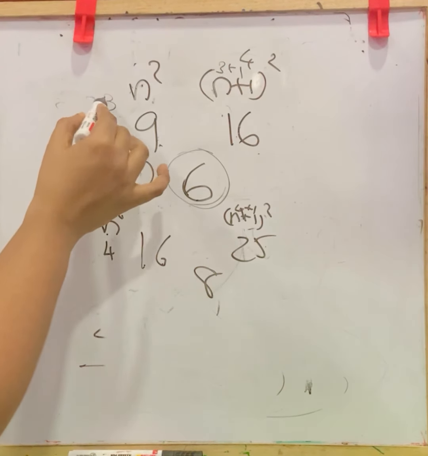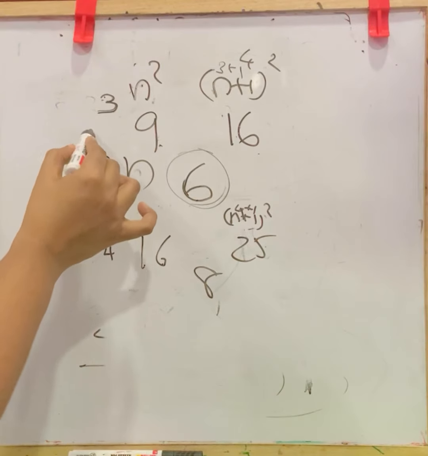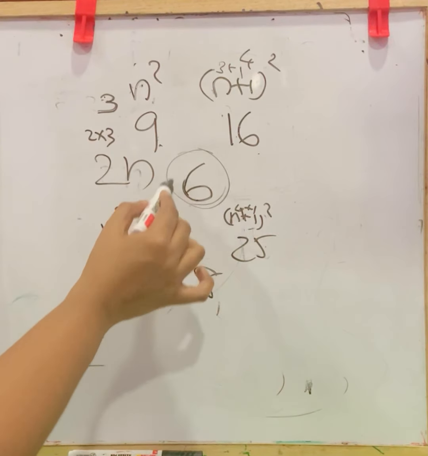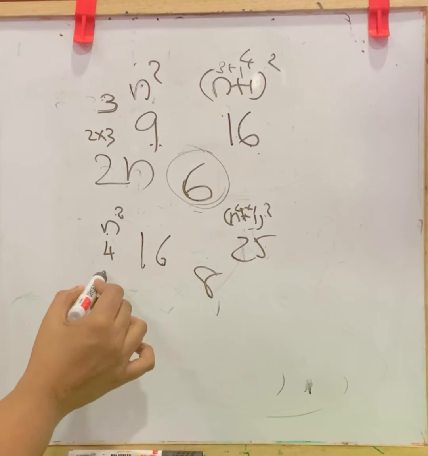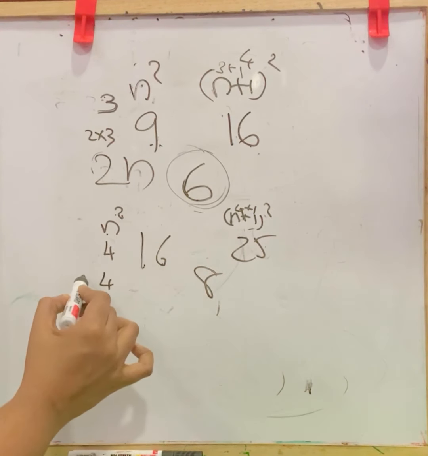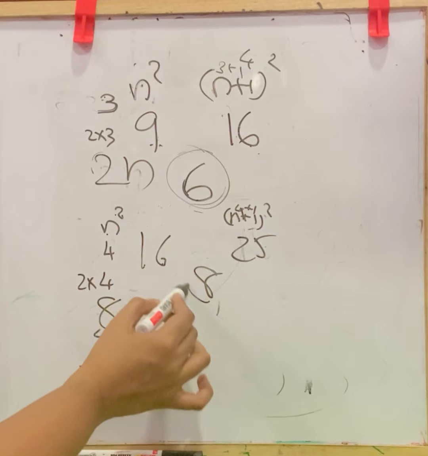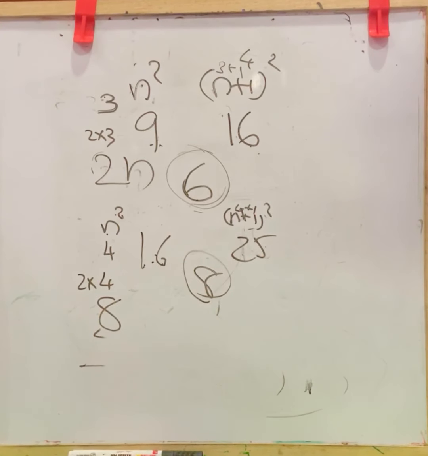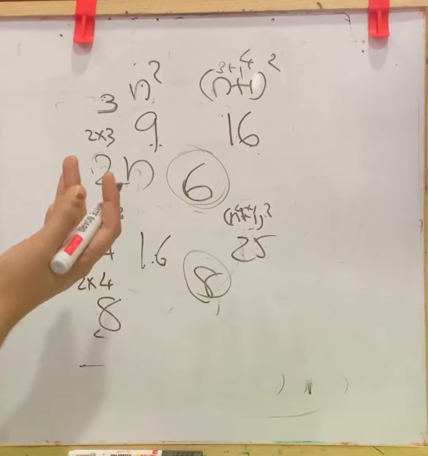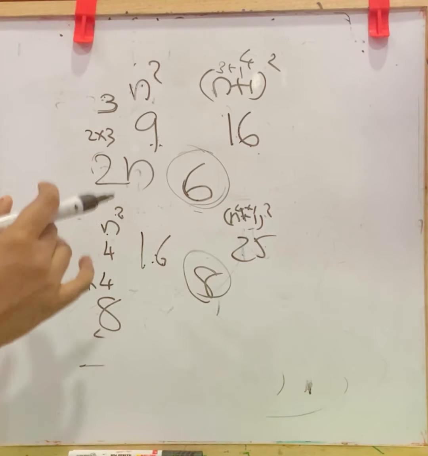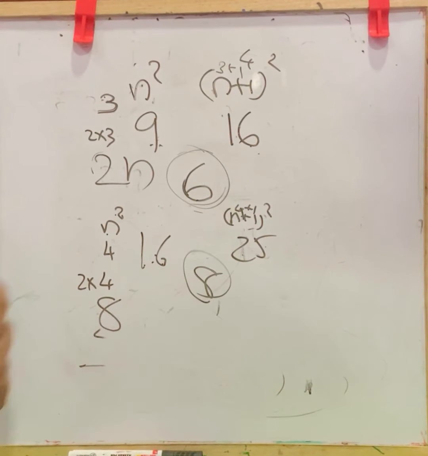Let us check. Here n is 3, 2n means 2 into 3. Yes, 6 numbers are between 9 and 16. Here n is 4, 2n means 2 into 4, which is 8. Yes, there are 8 numbers between 16 and 25. So we can generalize it and say that between n square and n plus 1 whole square, there are 2n numbers.